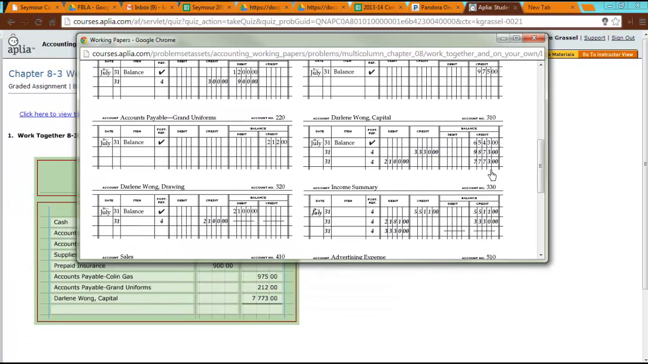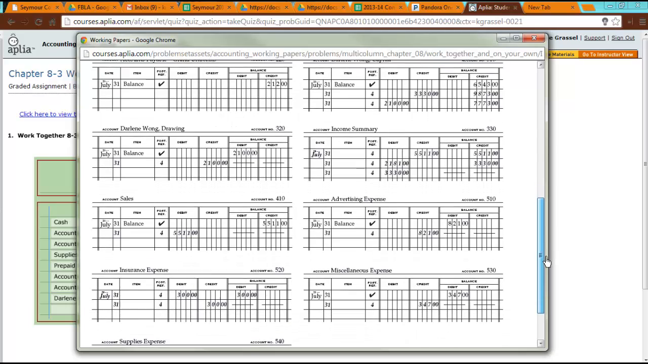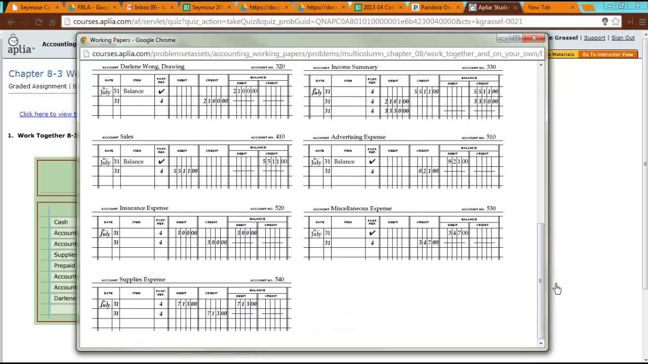Now, I know that I'm not going to do any other account after Darlene Wong because I want to point out here, when we went through and journalized and posted our adjusting and closing entries, Applia told you if it had a zero balance, you needed to put a zero in the debit and a zero in the credit. Now, when we look at this example, they don't have zeros, but what did they do? They drew a straight line to indicate that there isn't a balance. They didn't leave it blank, because leaving it blank looks like, hey, you forgot to do something with it.